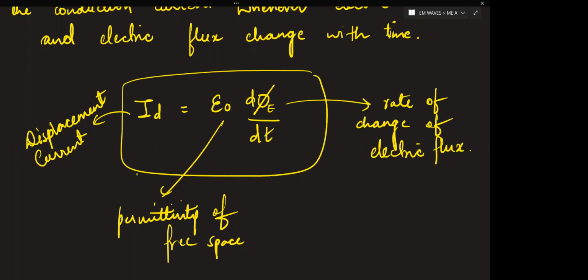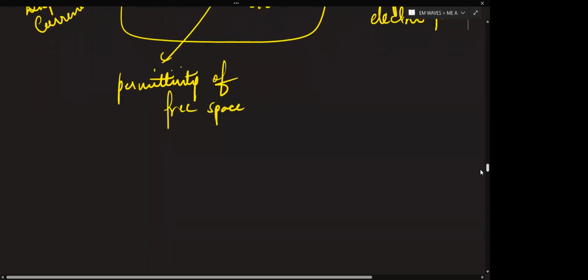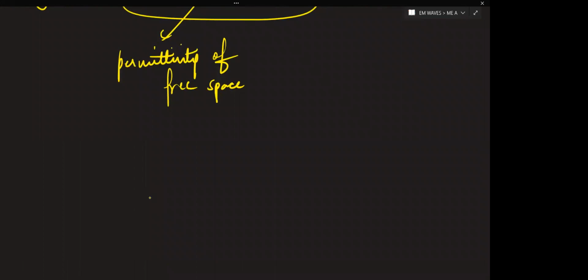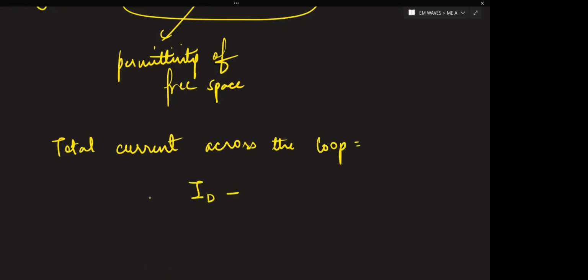Now, what will the total current across the loop be? One current is already there, which is your conduction current. Conduction current we have already studied, that is the direct current present in the circuit. So the total current across the loop will be the displacement current plus the conduction current. Now you have the I enclosed with you.